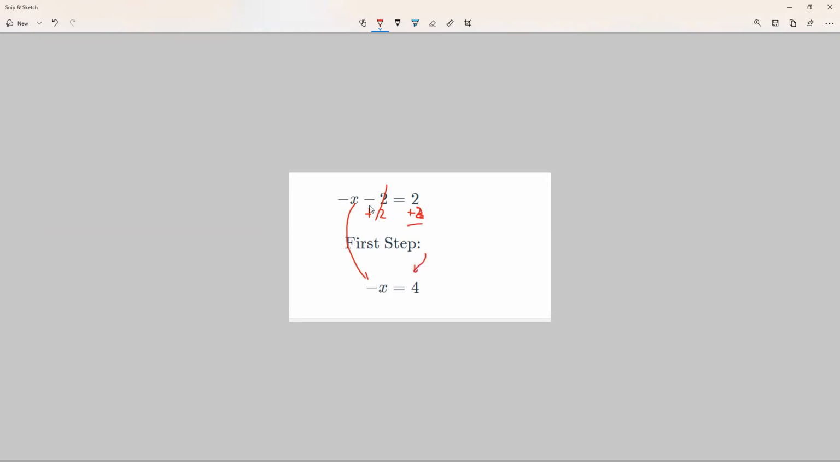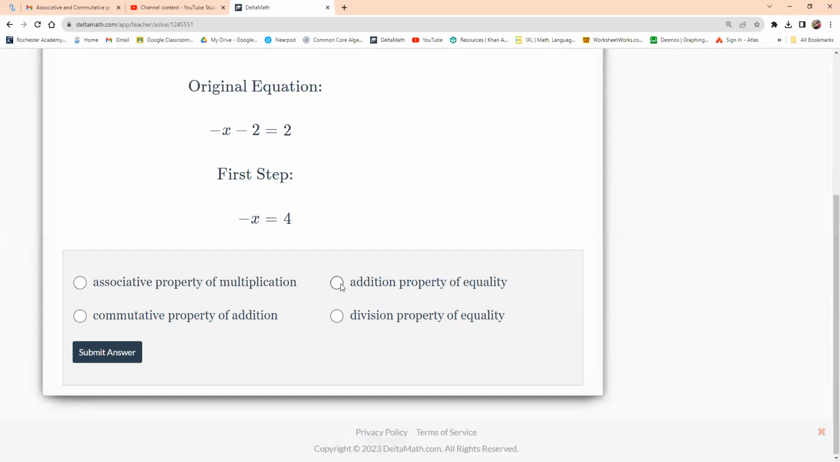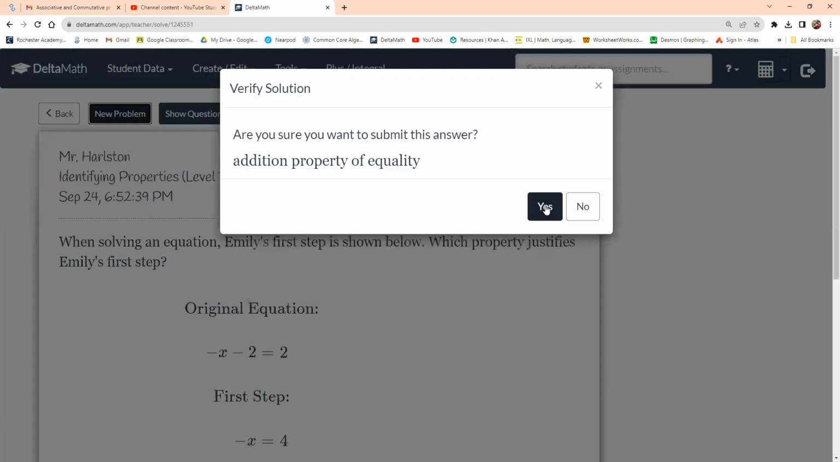So now, what did we use? Well, we used an addition property of equality. So we added 2 to both sides. That's the addition property of equality. It's not the commutative property. It's not the associative. It's not division. We didn't divide yet. We just added. We added 2 to both sides. So this is the addition property of equality. That's all we did. So boom, that's done.